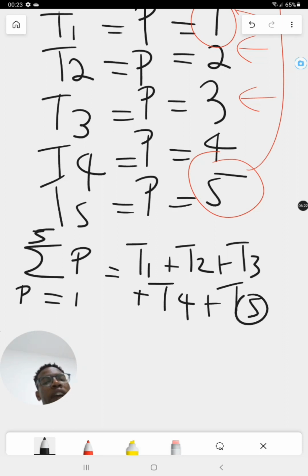Why do I stop at 5? Because the number on top is 5. Why do I start at 1? Because the number at the bottom is 1. Okay, and then I just add all of them.